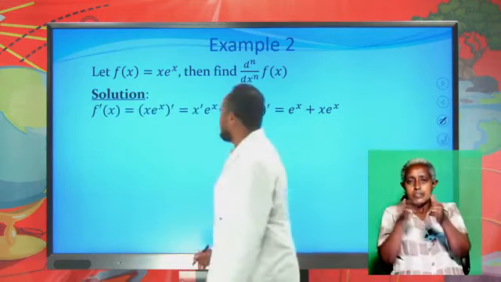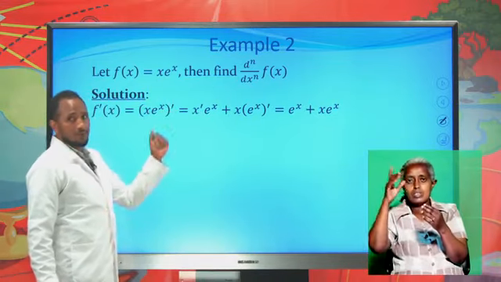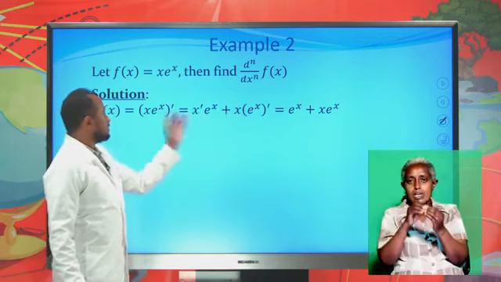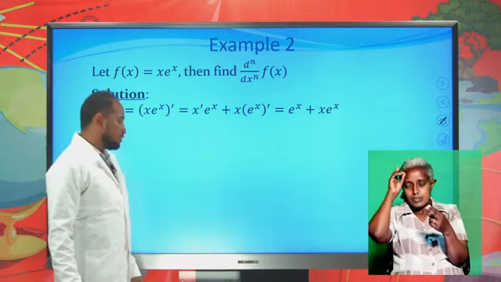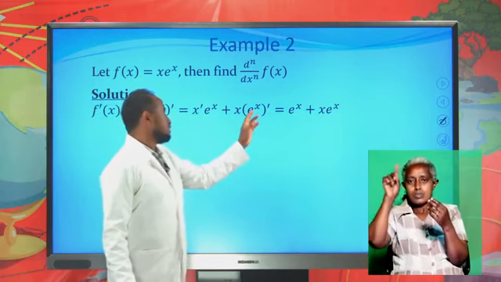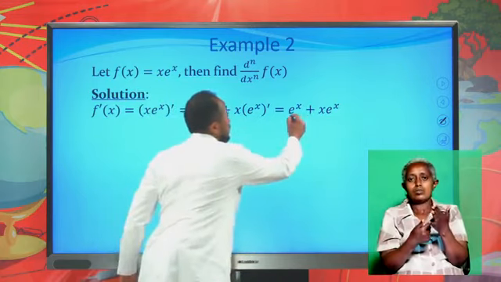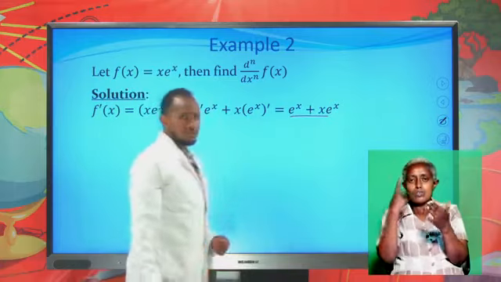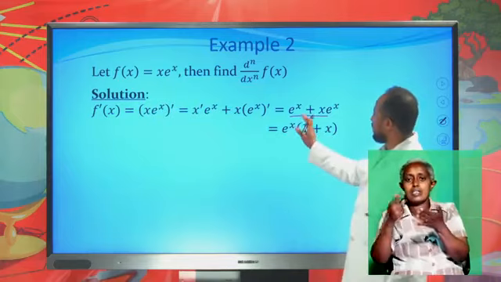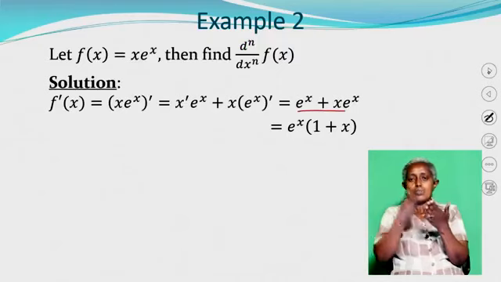The first derivative of this function, f of x equal to x times e raised to x, applying the product rule: x derivative times e raised to x plus x times e raised to x derivative. So this will be the derivative of x is 1 times e raised to x plus e raised to x derivative itself, e raised to x, times x. So the first derivative of this function is e raised to x plus x times e raised to x. And writing this in another form, factoring e raised to x outside, you'll have e raised to x into 1 plus x.